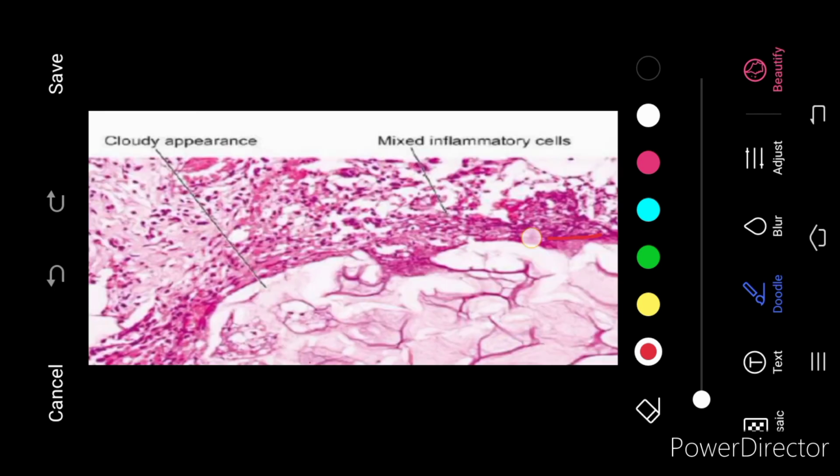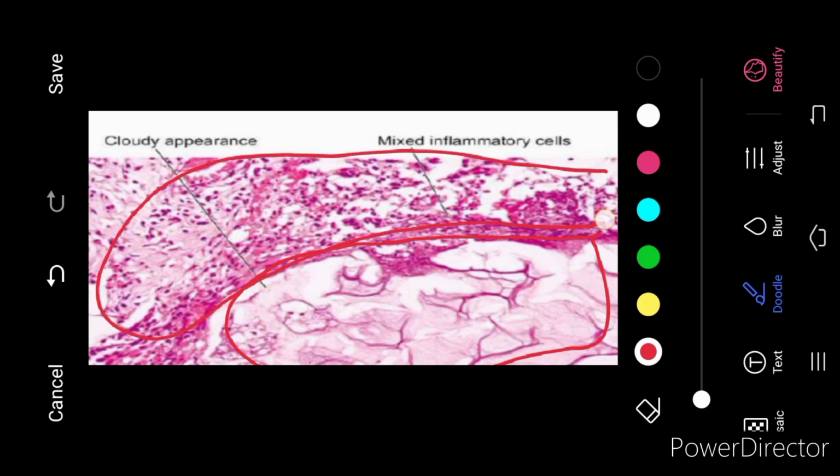So in this figure you cannot see a normal tissue. This is the fat necrosis with cloudy appearance, and this is the inflammation. Mixed inflammatory cells are present here, such as neutrophils, lymphocytes, plasma cells and macrophages.